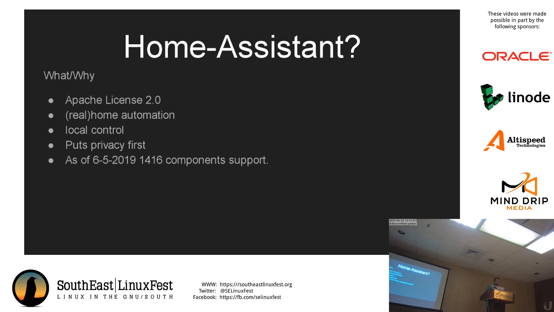So Home Assistant is Apache 2.0 licensed. So again, a real open source license. It is real automation, not some stupid app that you have to tell to do everything. It prioritizes local control and privacy. So when it adds a new feature, it is always keeping in mind how this can be local, not dependent on the cloud or on someone else's server. It keeps all data local, thereby keeping it private. And as of this month, there are over 1,400 components supported today.